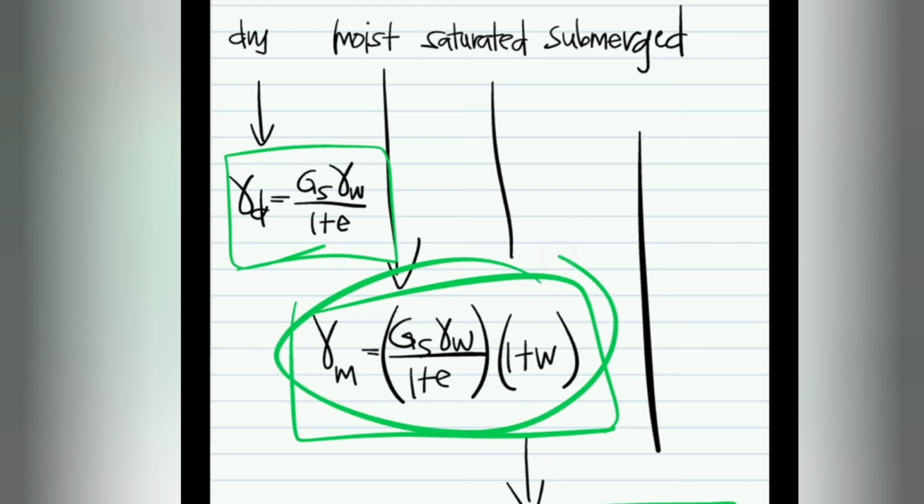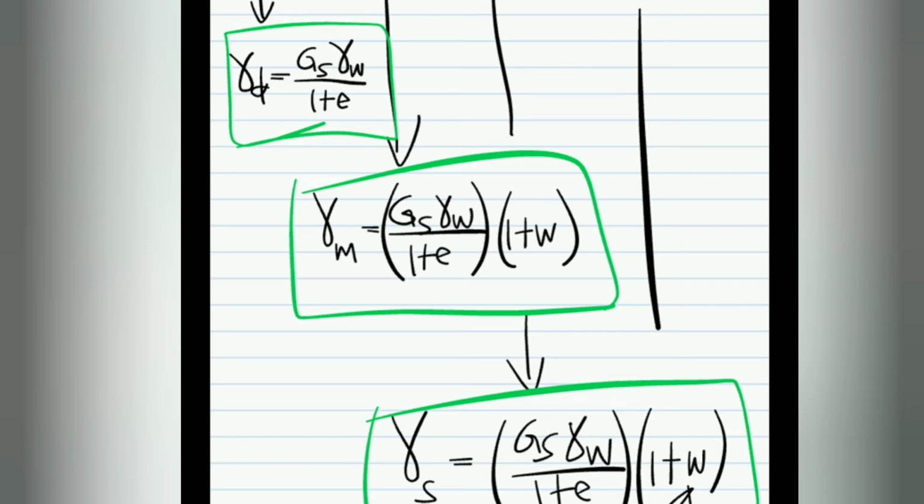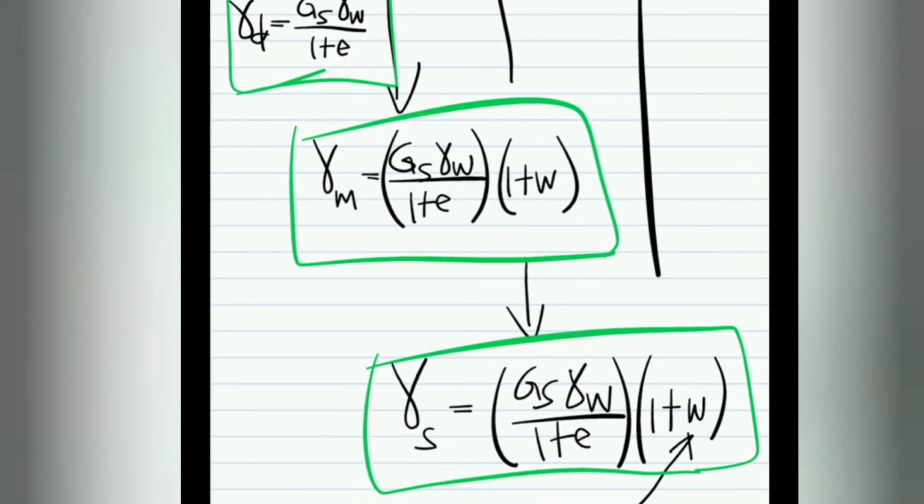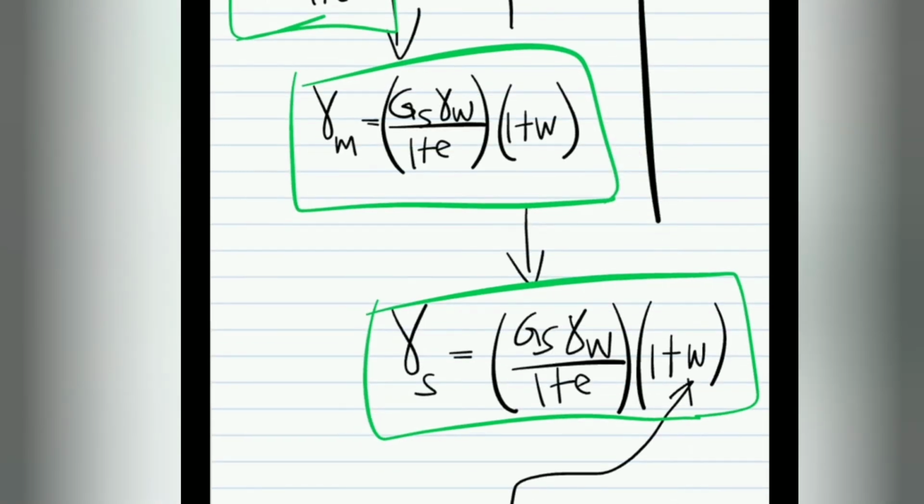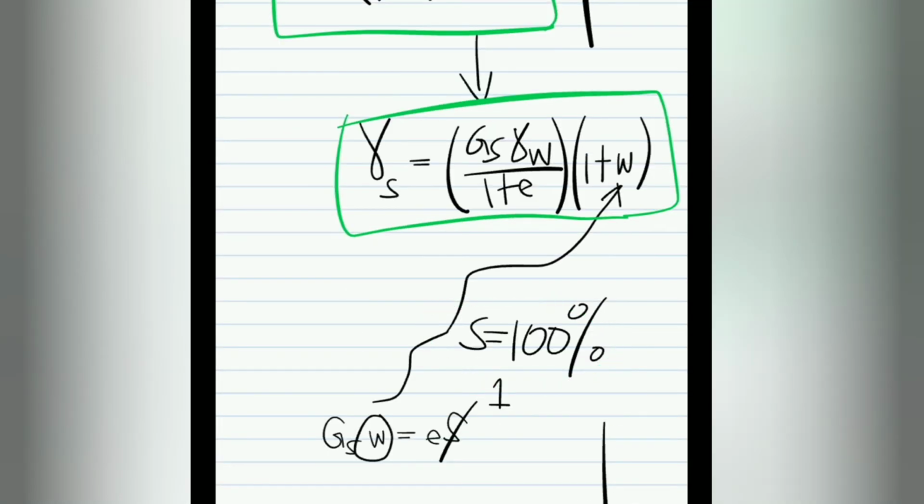For moist condition, you have the unit weight of soil when it's moist. You have the specific gravity of the solids times the unit weight of water, all over 1 plus e. The only difference is you add the term 1 plus moisture content. For saturated, it's the same, but only with the moisture content, because the degree of saturation S must be 100% since it's saturated.